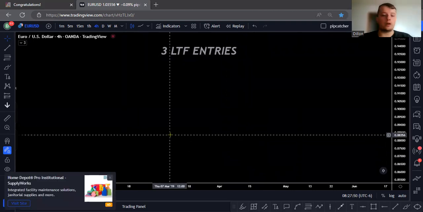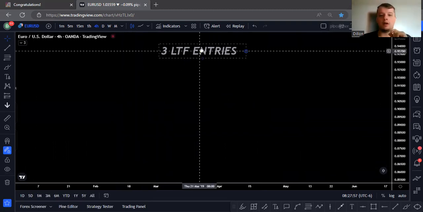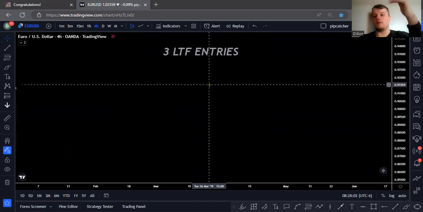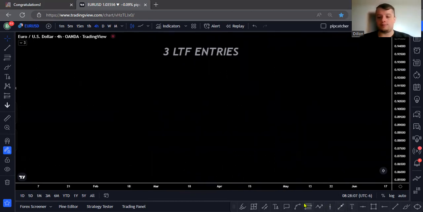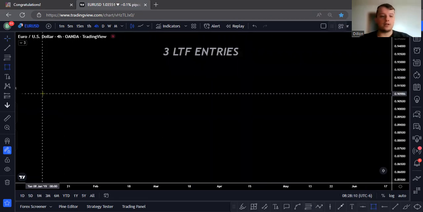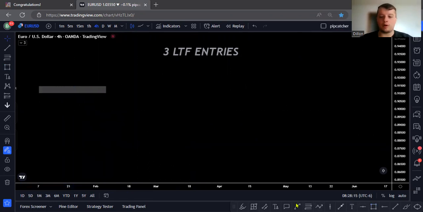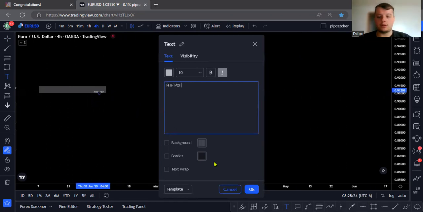So we were talking about Fibonacci, but before we got into that, I was talking about three lower time frame entries that you can look for off of your higher time frame point of interest. So let's say we have a higher time frame point of interest here, which could be your order block or whatever to the left. So we'll say a higher time frame point of interest right here.